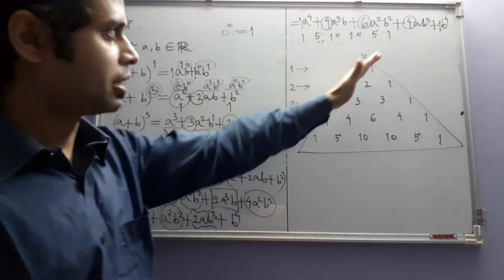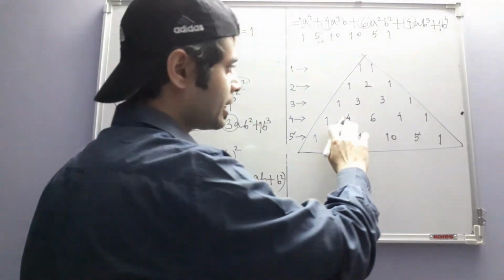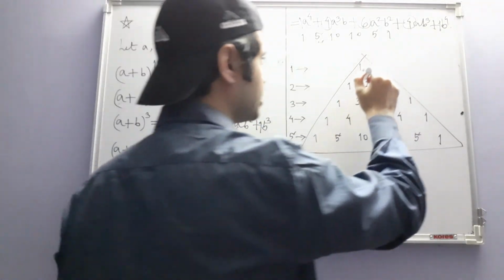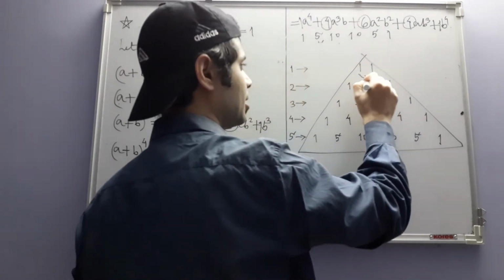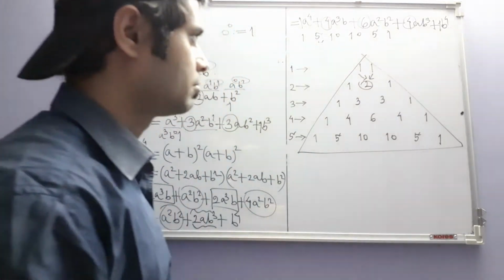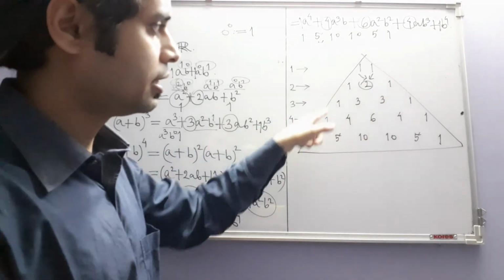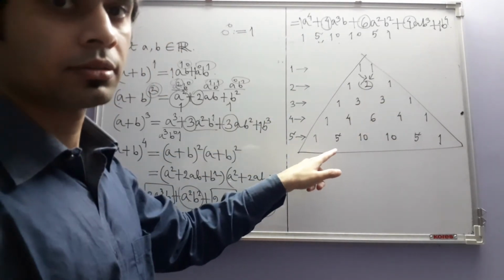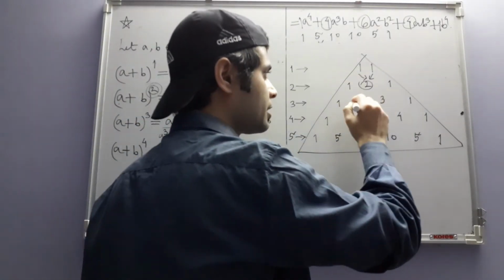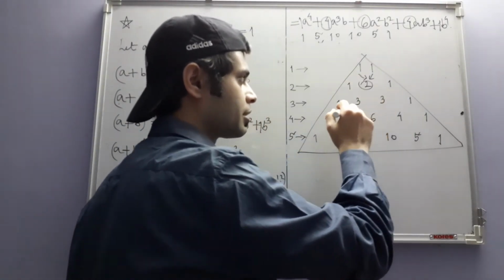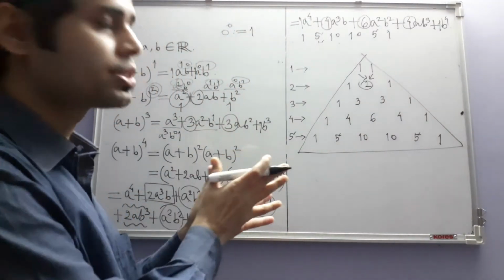Outside of this triangular pattern, we have all 1s. Inside, we have some numbers. What are the numbers? You can see that if you add these two numbers, 1 and 1, you get 2. So any number occurring in the interior of this triangle is the sum of the numbers above it, which are closest to it.